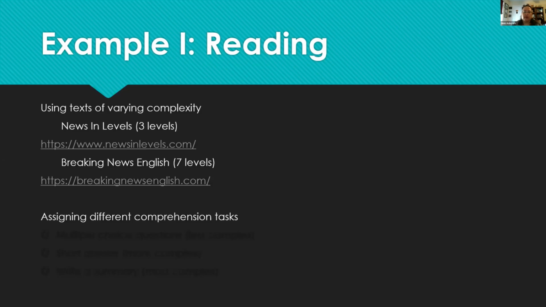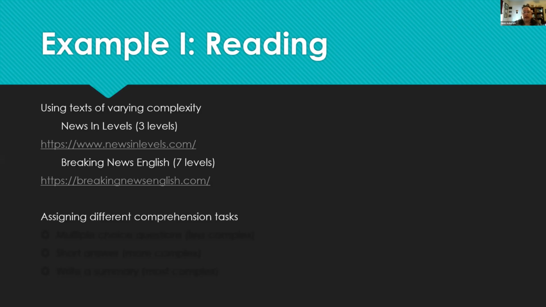Another website is Breaking News English that also has reading in different levels, and it has 7 levels, but not every reading is in all 7 levels. So some readings might be levels 1, 2, 3, and other readings might be levels 5, 6, 7. So they're still kind of targeted toward either lower proficiency or upper proficiency, but they are divided into levels within that proficiency level. So you might want to look at these.